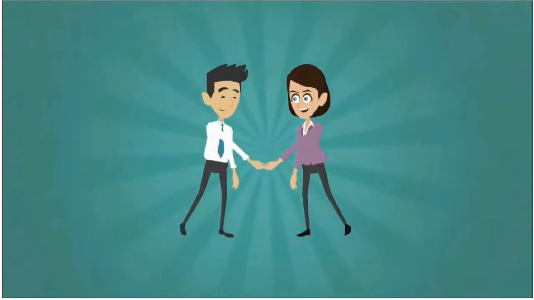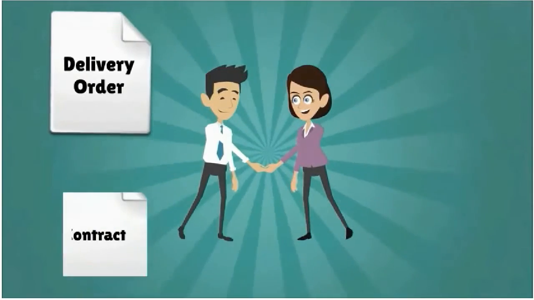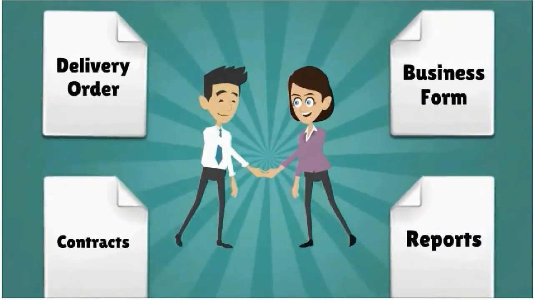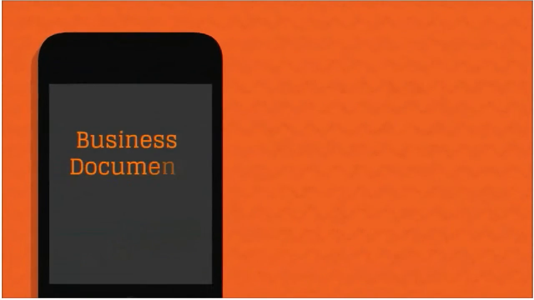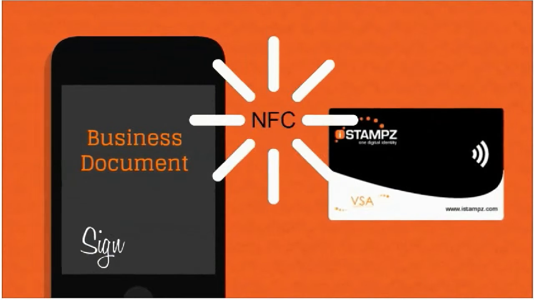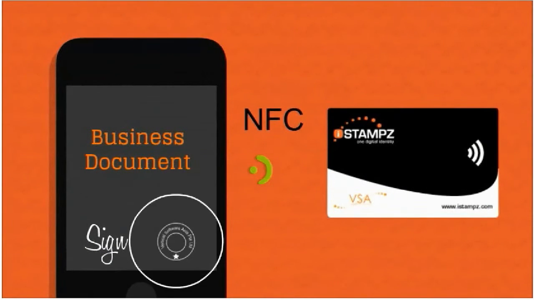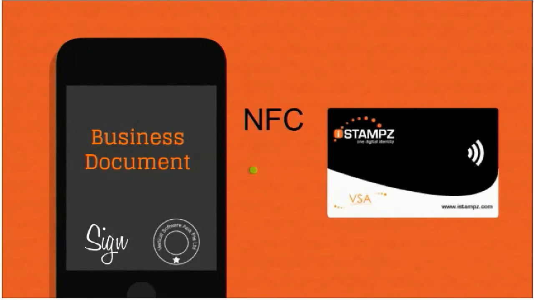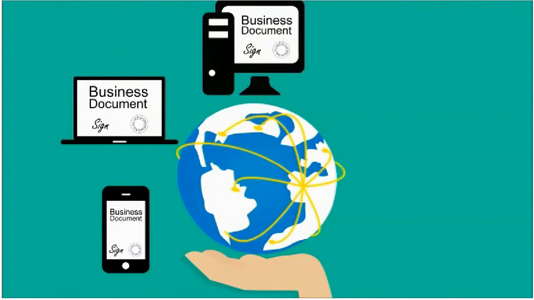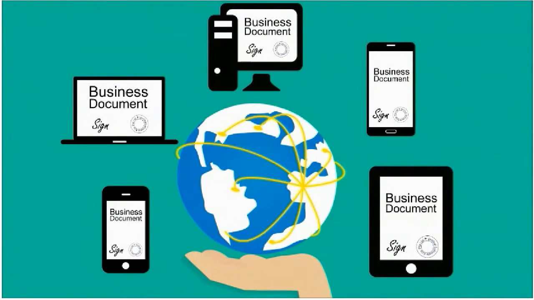You can apply iStamp to the digital version of delivery documents, contracts, other business forms and reports generated from any source. Documents can be signed and stamped using a tablet or mobile device. The digital stamp is triggered through NFC technology and will be embedded on the document with a secure PIN code. iStamp allows you to review and approve documents digitally anytime, anywhere, with tracking ability on every digital company stamp.